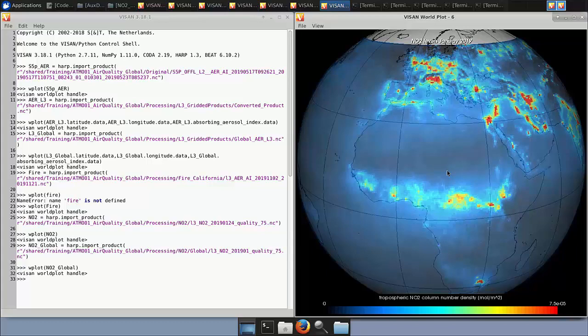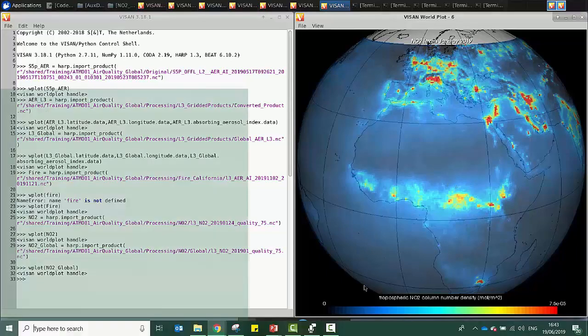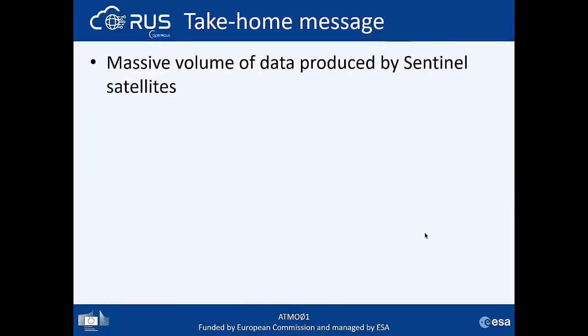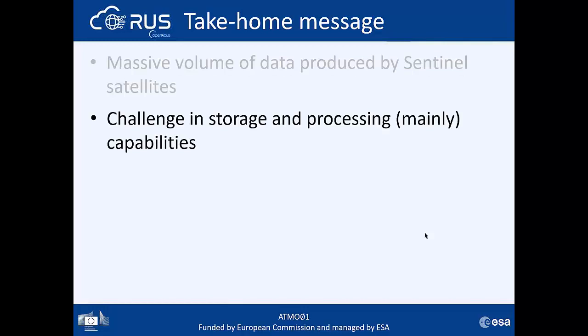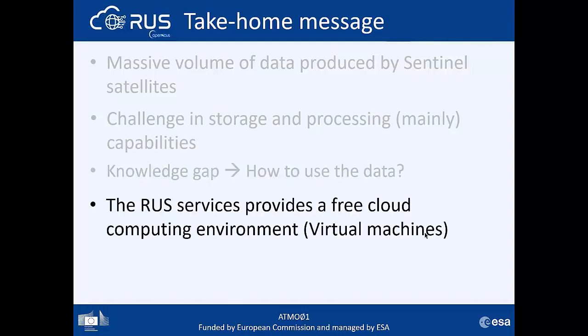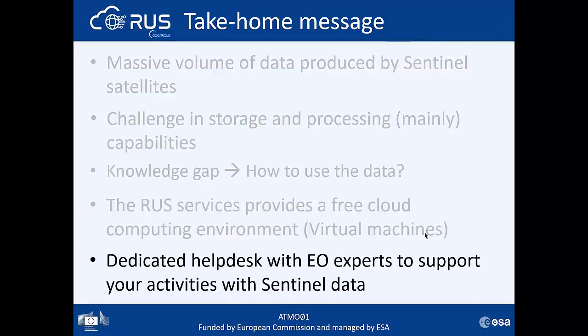So with the new Sentinel satellites, the challenge in satellite remote sensing is no longer data availability, but rather how to store and process all the information. In addition to that, it is necessary to explain how the data can be used and support users in their applications. The RUS service is here to solve those problems by providing virtual machines to store and process the data, and by offering a dedicated help desk supported by a team of remote sensing experts to help you in your projects with Sentinel data.